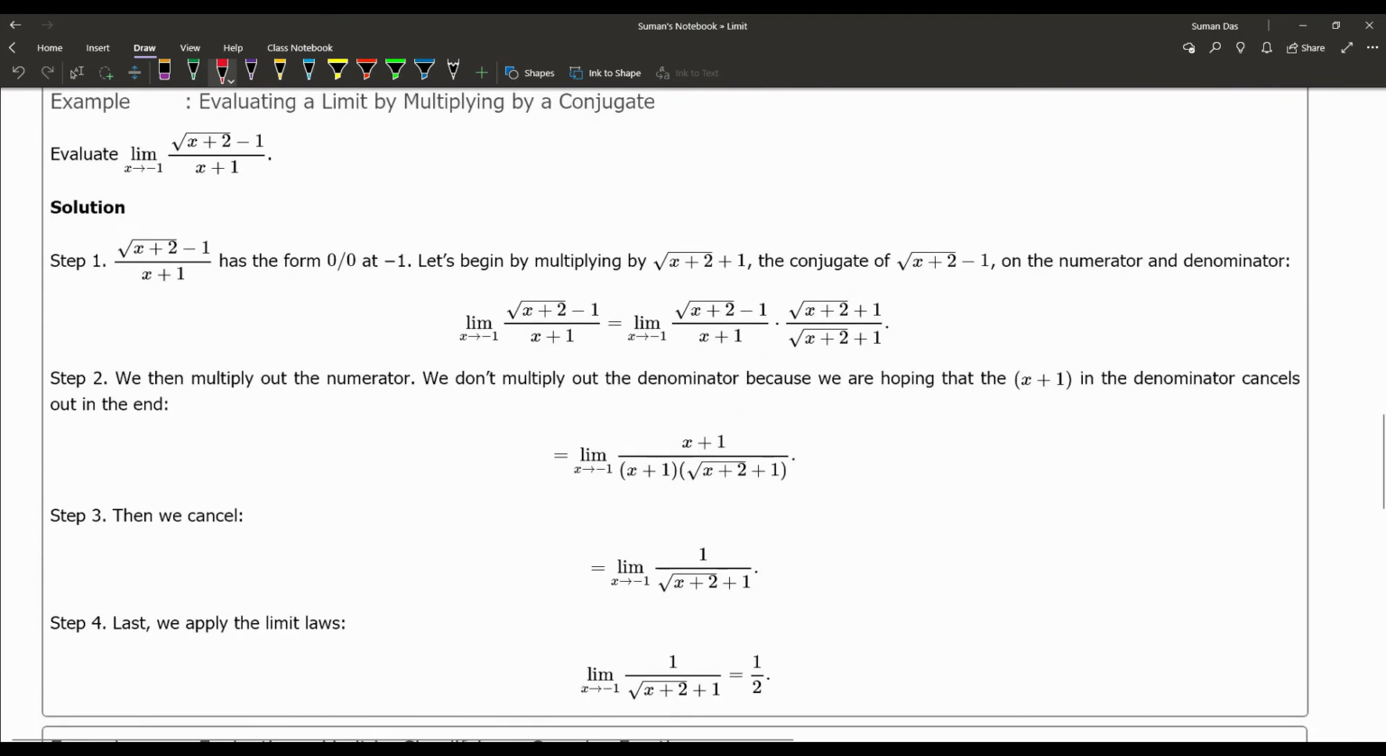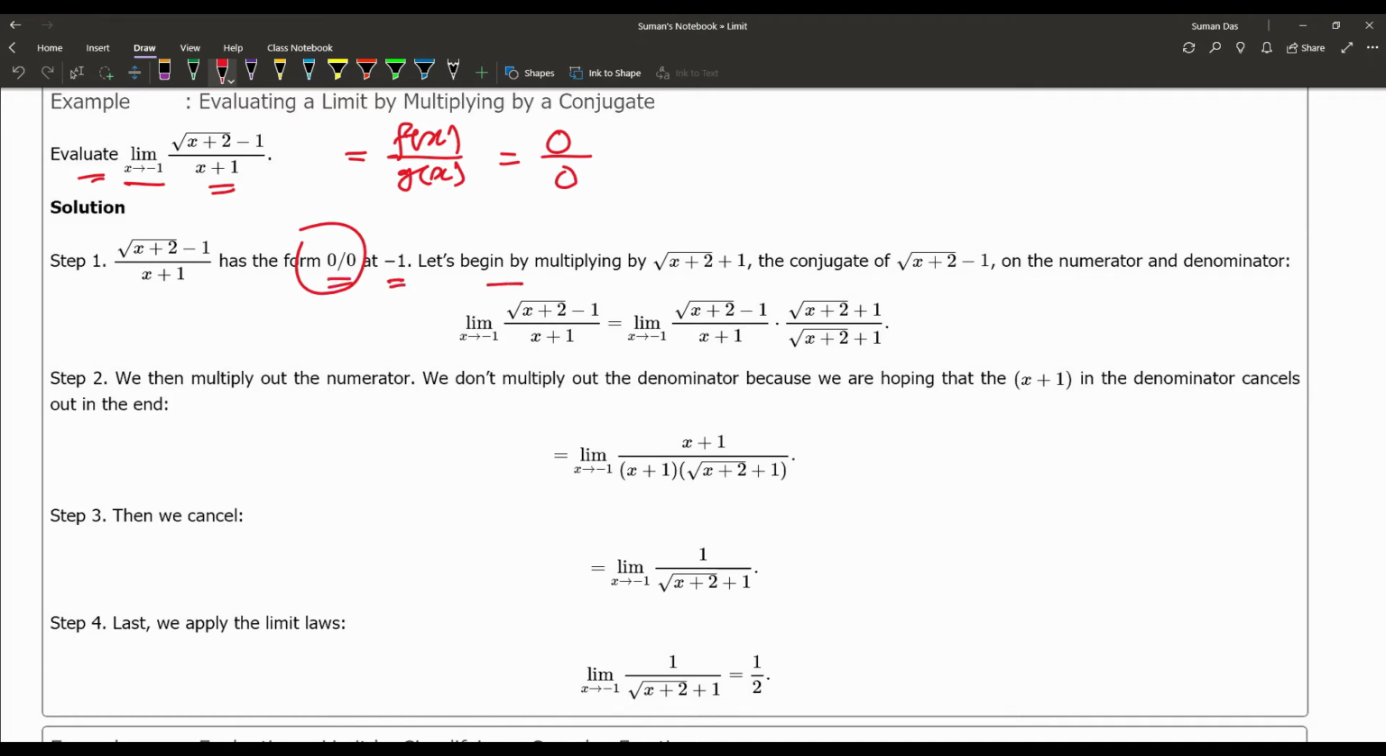Let's check another example. We have to evaluate the limit x approaching minus 1, where the numerator is the square root of x plus 2 minus 1 and the denominator is x plus 1. When putting x equals minus 1, we get the result f(x) by g(x) as 0 by 0. So what can we do? That is the form 0 by 0 at minus 1.